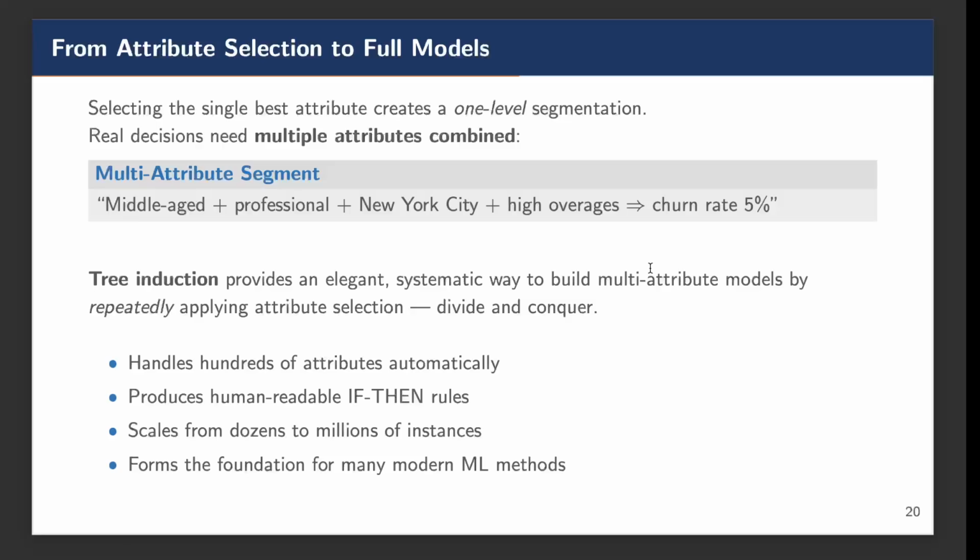If-then rules mean that if someone is middle-aged and a professional working in New York City with high average balances, then the churn rate is 5%. This tree induction can also be scaled to millions of instances.